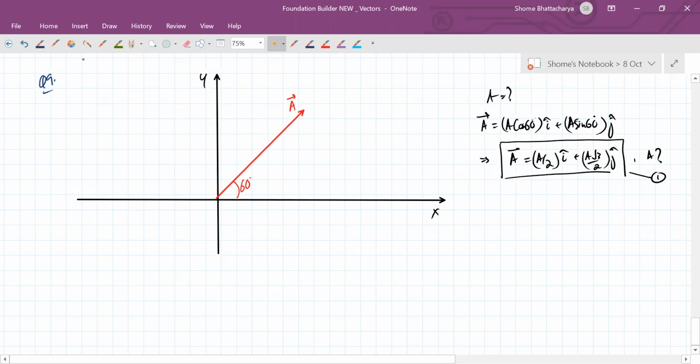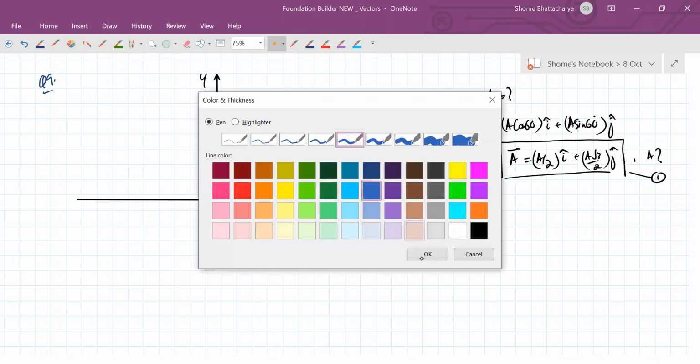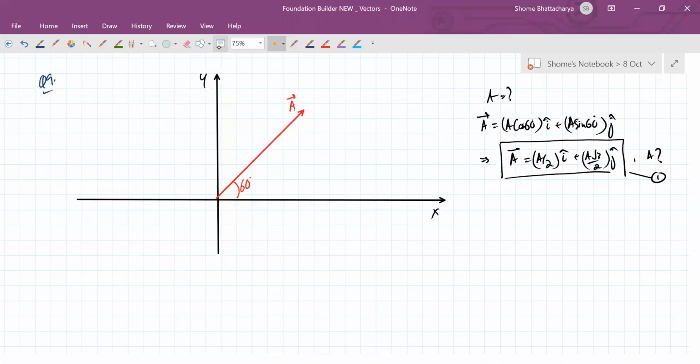Now along with that, it is given to us that the vector B is like this, and this one's magnitude is given to us. This one's magnitude is how much? It's 10. So the vector B, clearly you can see in the diagram, is minus 10 i cap.